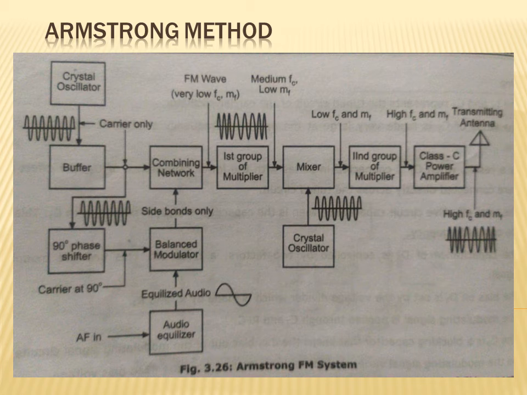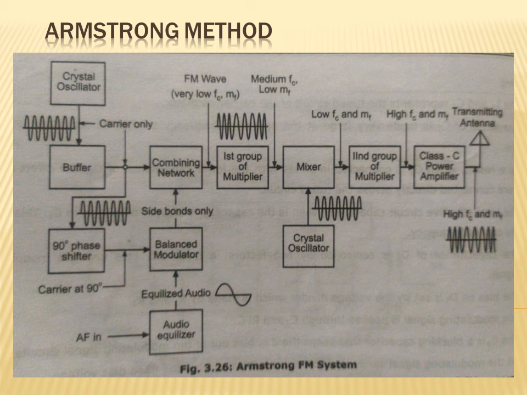This FM wave has low FC and low MF. Then this signal is given to the first group of multipliers. The function of the multiplier is to increase the modulation index, that is, MF increases. To increase the MF we increase the deviation, because both are directly proportional. So at the output we get low FC and medium MF, which means the modulation index increases.